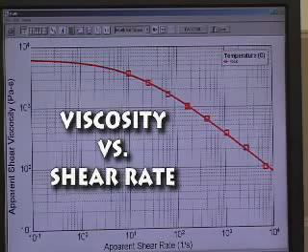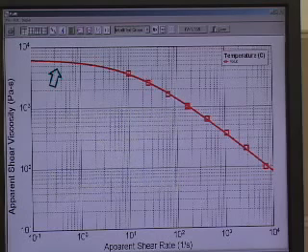Here is a typical apparent viscosity versus apparent shear rate curve. We say apparent because the data has not been corrected for error related to non-Newtonian flow, which most polymers exhibit. As we can see from the curve, we go from a plateau representing the zero shear viscosity, where the viscosity is not dependent on shear rate, to an area with increasing amounts of shear thinning with increasing shear rates.